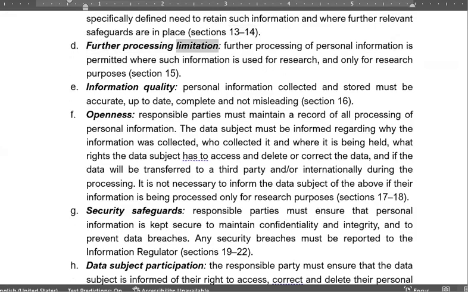Further processing limitation. Further processing of personal information is permitted where such information is used for research, and only for research purposes, section 15. Information quality. Personal information collected and stored must be accurate, up-to-date, complete and not misleading, section 16.